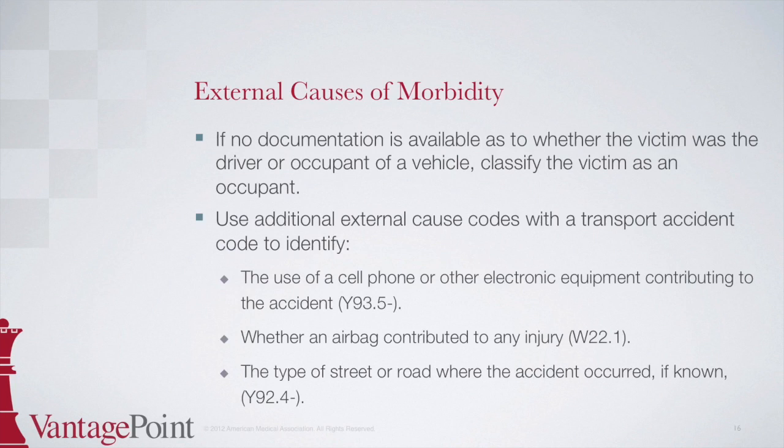I want to talk a little bit more about transport accidents, and then we'll do an example. If documentation does not indicate that the patient was the driver or passenger of a vehicle, classify the patient as the passenger. It's also important for public health purposes to code things like use of a cell phone or other electronic equipment contributing to the accident, which is subcategory Y93.5, and also whether an airbag contributed to an injury, which is category W22.1, and the type of street or road where the accident occurred, if known, which is subcategory Y92.4.